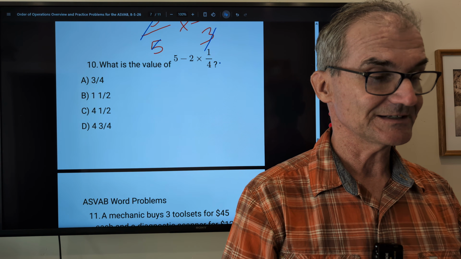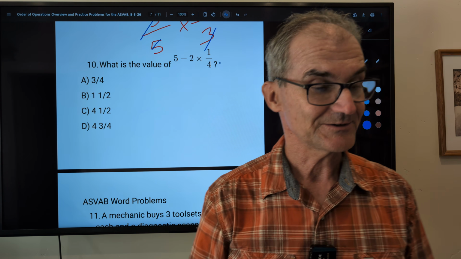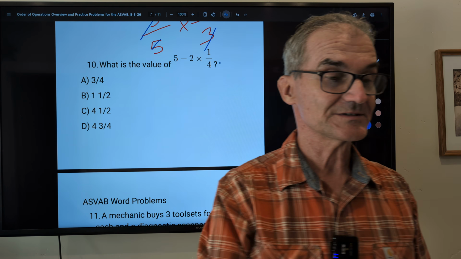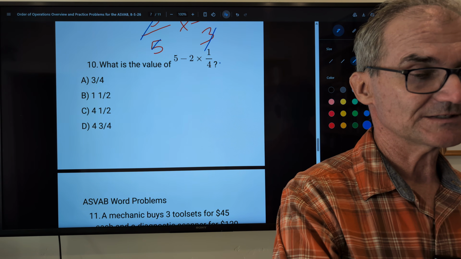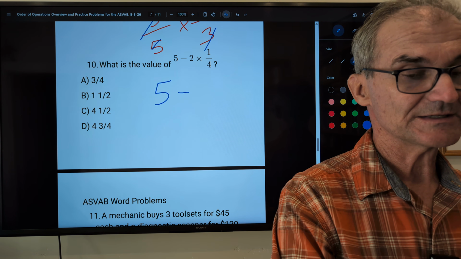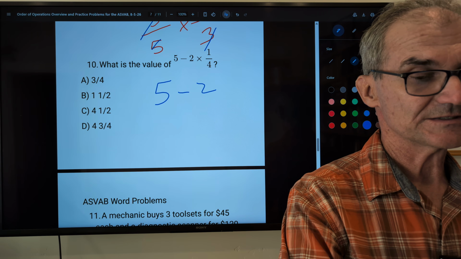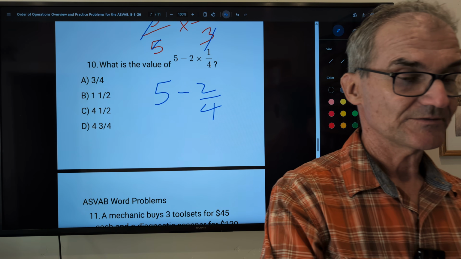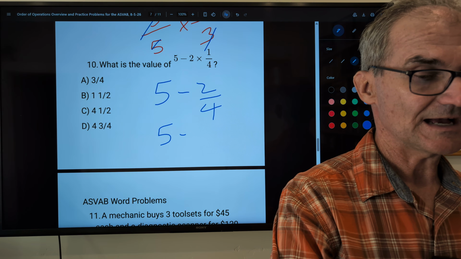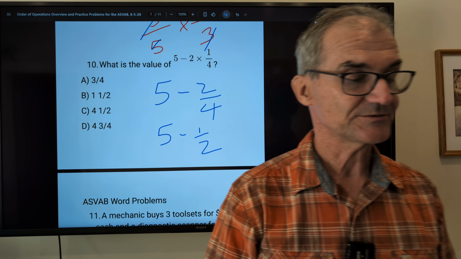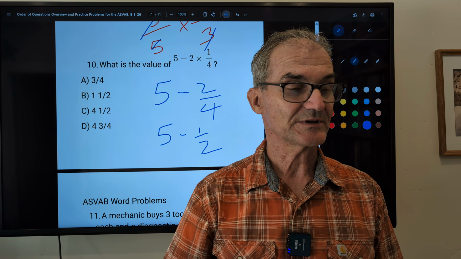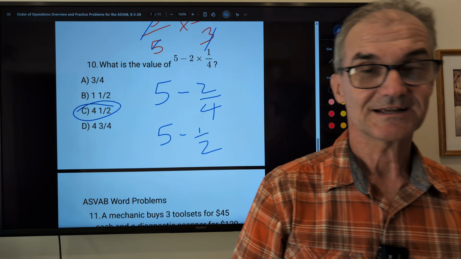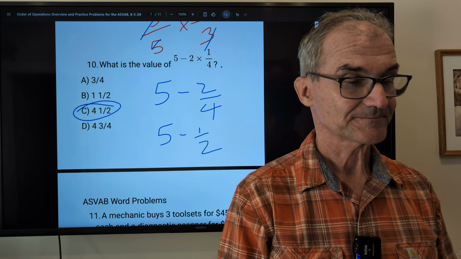All right, moving on to number 10 before we go to our word problems. Multiplication first, 2 times 1/4, so I still have that 5 out front, minus 2 times 1/4, minus 2/4. Well, that's just 5 minus 1/2, a reduced fraction, which is going to give me 4.5. Correct answer, answer C right there.